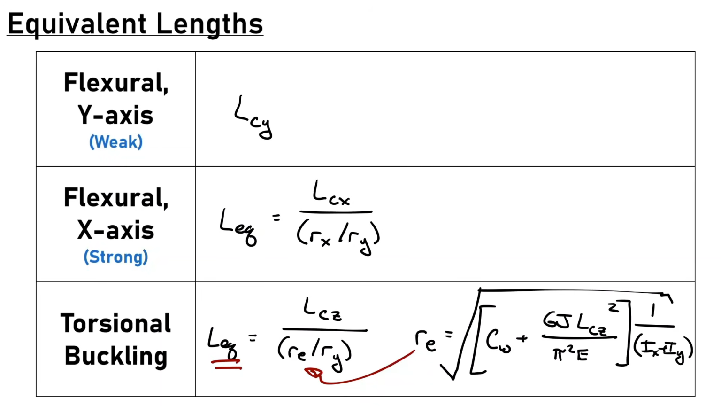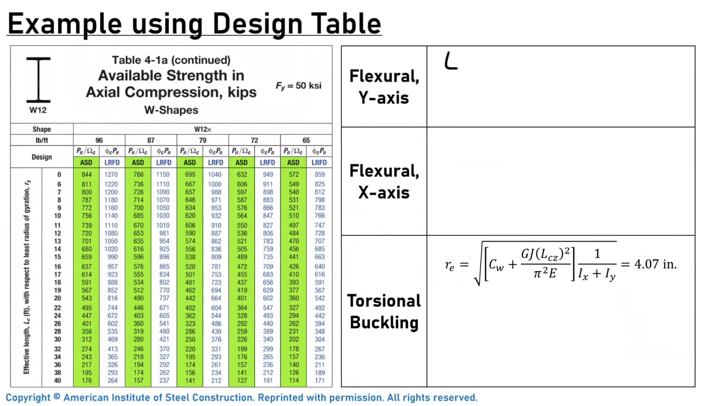So let's finish that off. Now, using this table, we already did the weak axis. That was LCY is equal to 11 feet. And so just looking up phi PN in that particular case, we see that it is 827 kips. Now we'll do the same thing for the x-axis or the strong axis, recognizing that we can't just look it up directly, but we need to find an equivalent length.